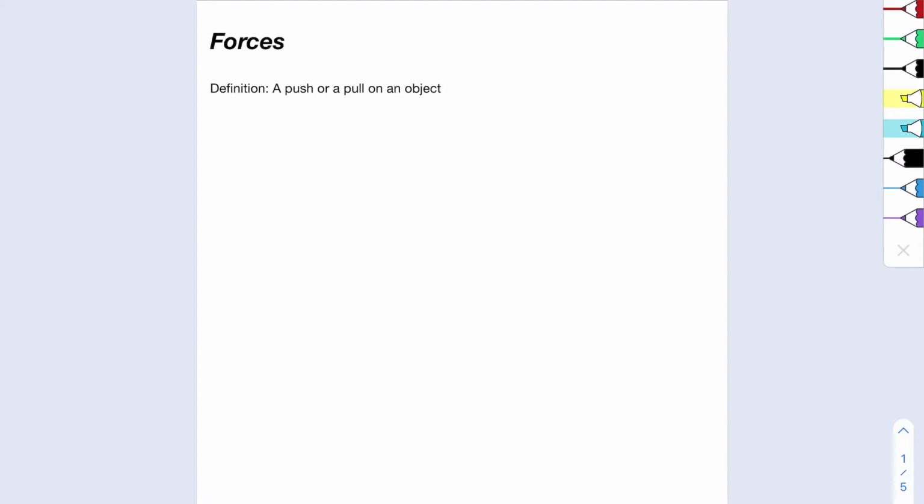Hey everyone, so this video is going to be about forces. To give a very simple definition of what a force is: a push or a pull on an object. Now, to give an example of a force that you are probably familiar with in your day-to-day lives, let's say we have a box and a person over here pushing this box to the right. The way we would describe this is the person is exerting a force on the box to the right.